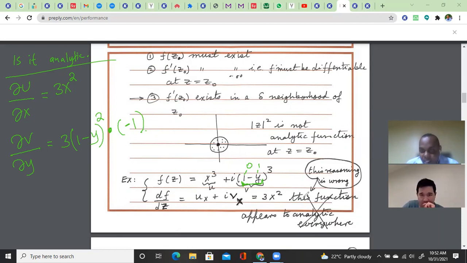You see, this function appears to be analytic everywhere, and then your teacher says this reasoning is wrong. Which is the right reasoning? The one you found out. It's not analytic.